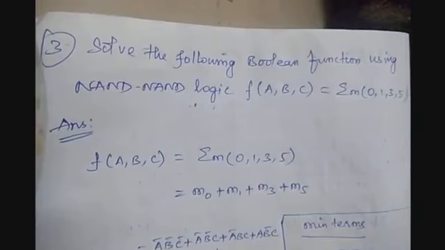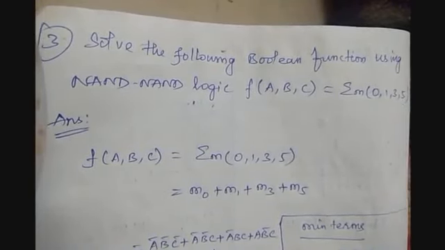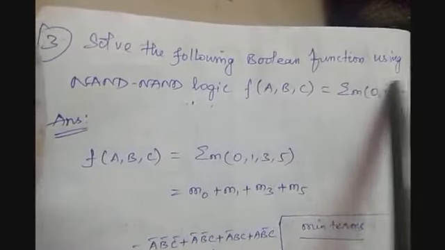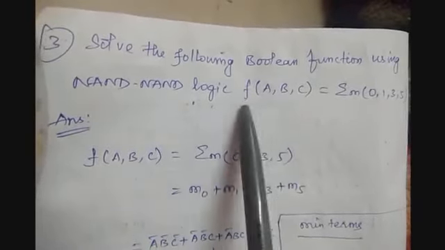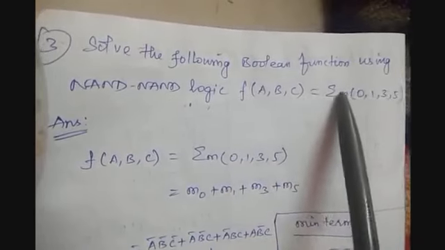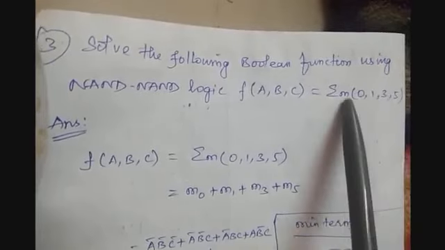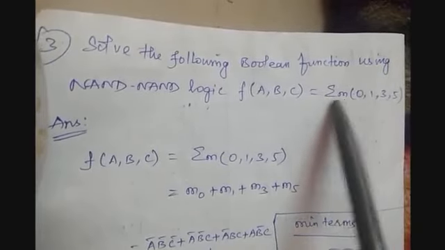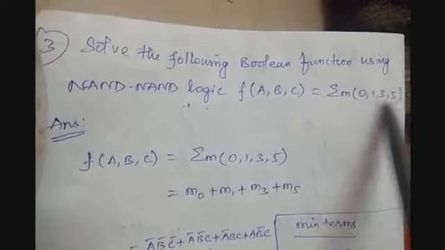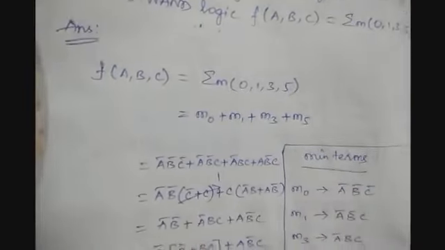And coming to the 3rd problem, this is a simplification and NAND implementation based problem. Solve the following Boolean function using NAND logic. F of a, b, c equals summation m of 0, 1, 3, 5. From the small m and summation, I understand that these are min terms, right? So we'll see how to solve.